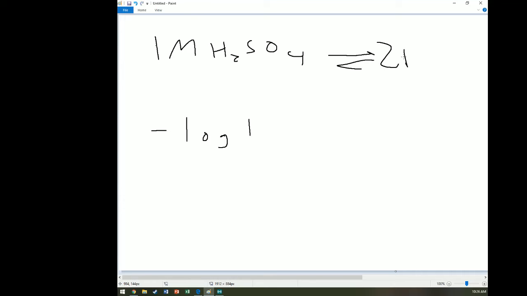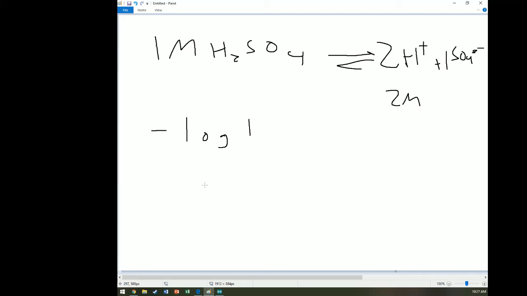2H plus and SO4 2 minus. We get 2H plus here, right? So since this is 1 molar, and assuming the volume is the same, we can assume that molar and moles are proportional to each other. This is actually a concentration of 2 molar H plus, because it splits into 2 protons, and since for every mole of acid there are 2 moles of H plus ions, for every molar of acid concentration you would get twice that concentration in H plus.